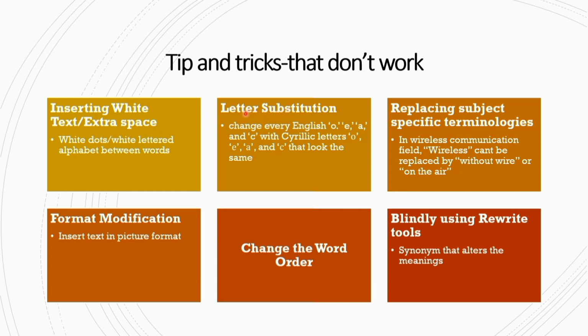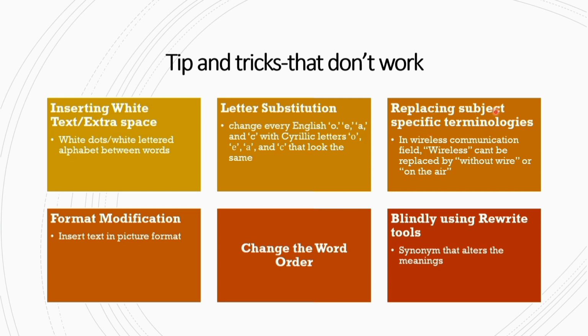The next one is letter substitution. Some people use letter duplicates from other languages. For instance, a student takes someone else's paper and, before handing it to the teacher as their own, changes every English O, E, A, C letter with letters from other languages, where O is written as O with an apostrophe, and they try to trick the plagiarism checker or the teacher as well.